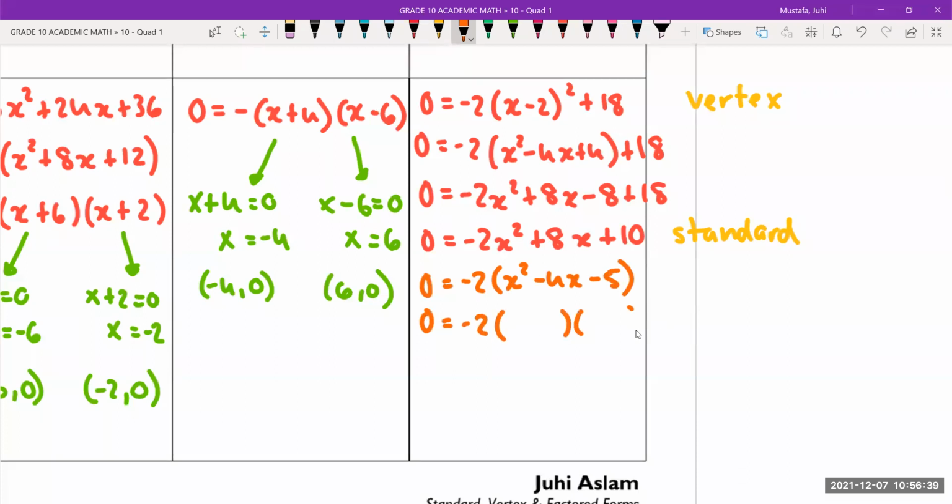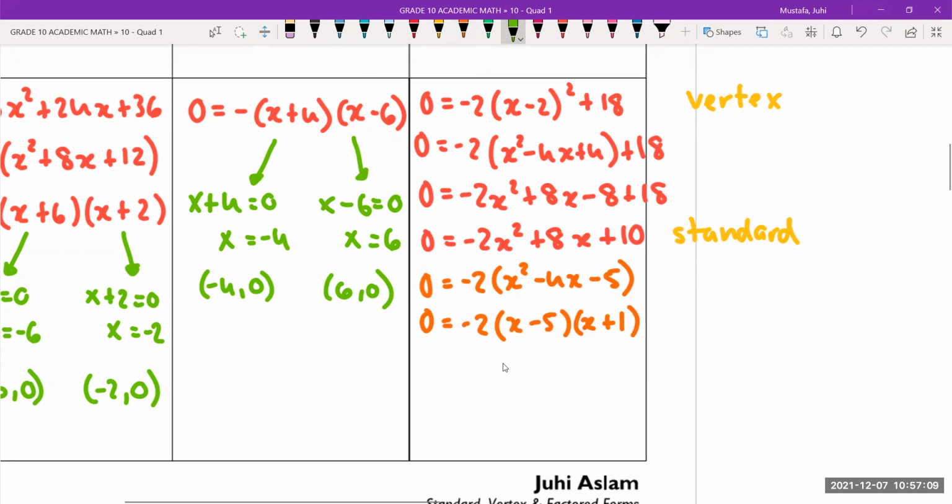This is where, if you're good at factoring, this step becomes really easy. I have an x here and an x here. What are two numbers that multiply to give you negative 5, but add to give you negative 4? Close. So it's negative 5 plus 1. Exactly. Because negative 5 times positive 1 is negative 5, and negative 5 plus 1 is negative 4.